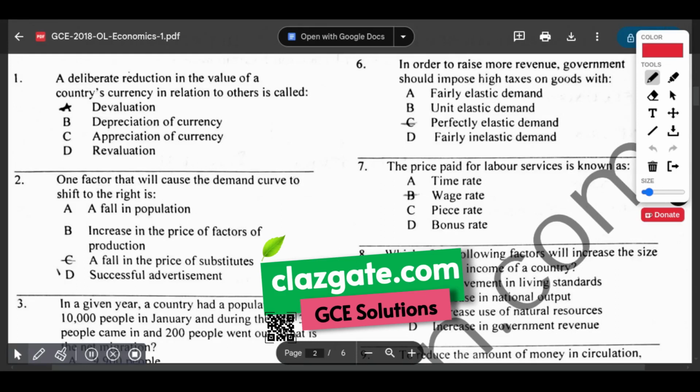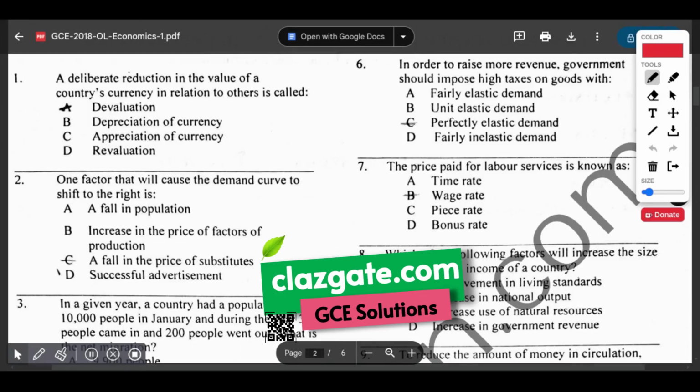Well, I'll tell you what fairly elastic demand is. The demand for a good is fairly elastic when a small increase in price leads to a significant decrease in quantity demanded. So A is wrong because it will decrease the quantity demanded, and if you are decreasing quantity demanded, then you will not make revenue.